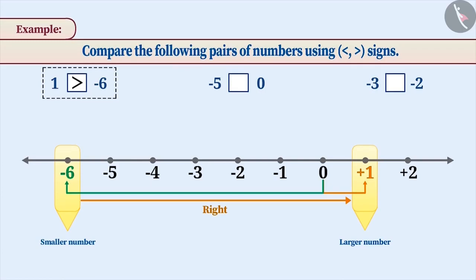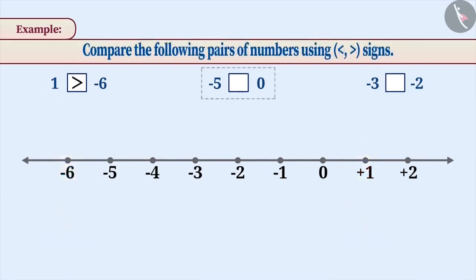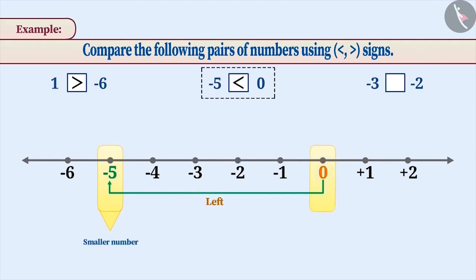Similarly, let's compare minus 5 and 0 on the number line. The number minus 5 is marked 5 places to the left of 0. Since minus 5 is to the left of 0, minus 5 is the smaller number and 0 is the larger number.